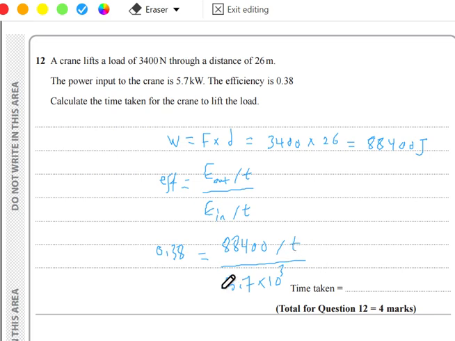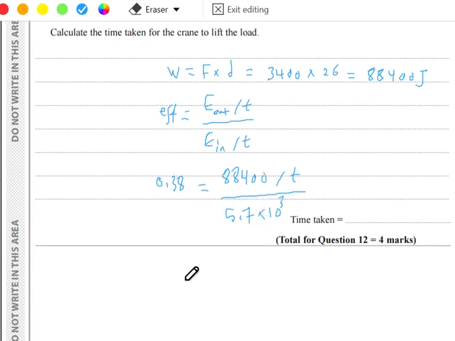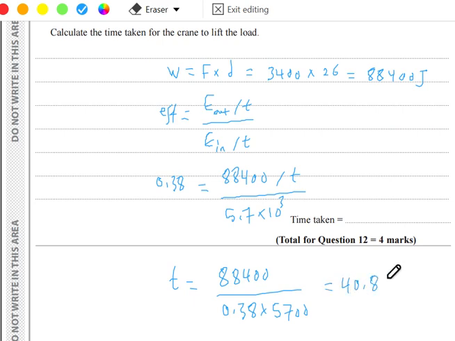this T is a denominator here, so we can rearrange in this way. T equals over, I can write this as 5,700. Okay.